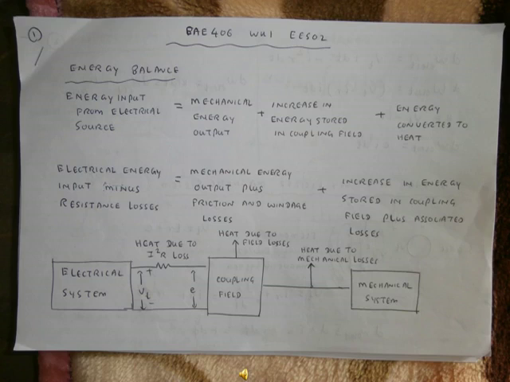When the electrical machine or mechanical machine is connected, all the energy input from the electrical source is equal to the mechanical energy output plus the increase in energy stored in the coupling field plus the energy converted to heat. This means that when you apply electrical energy to the motor, the motor will rotate, so that it will produce a mechanical energy output.